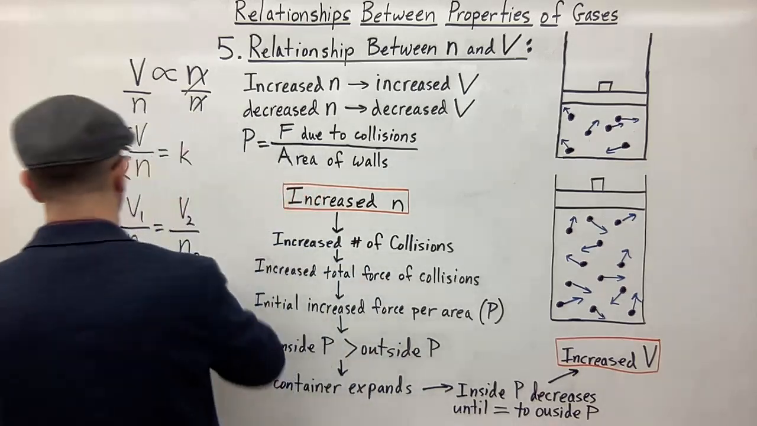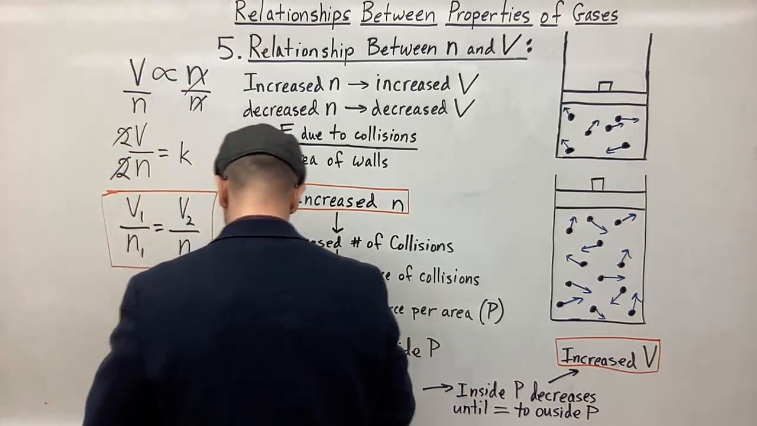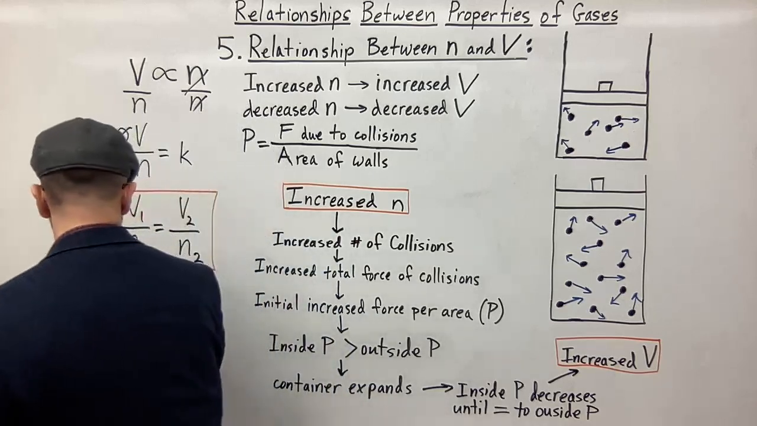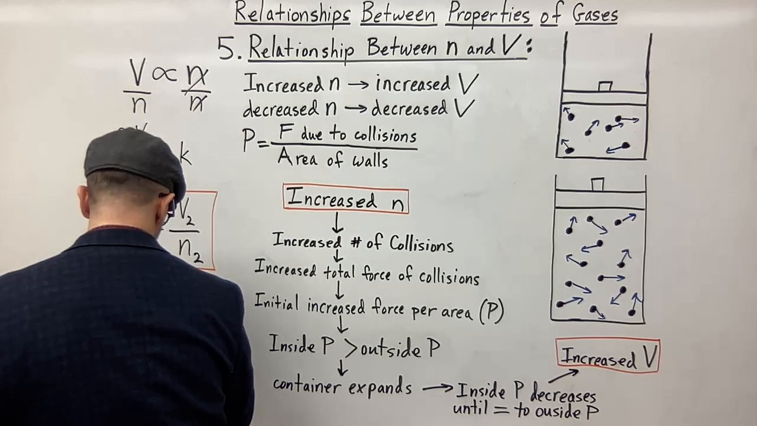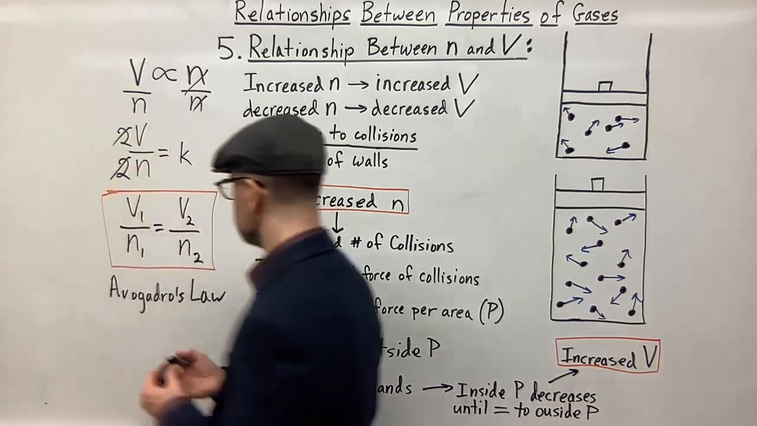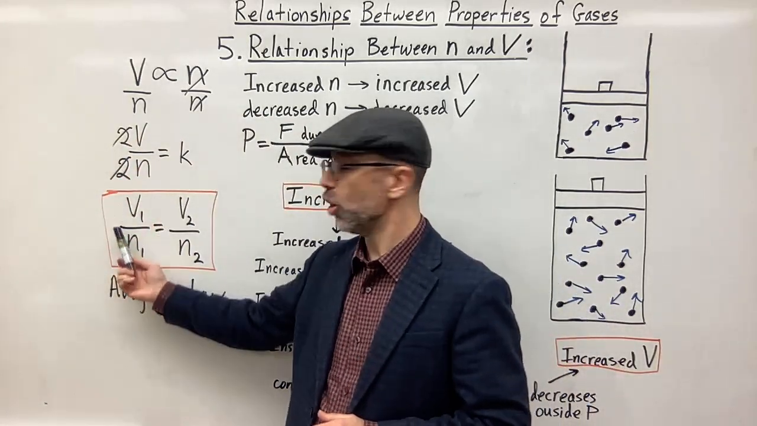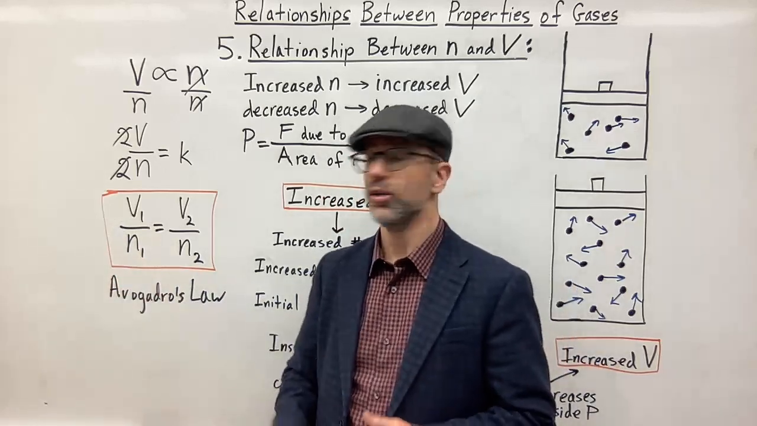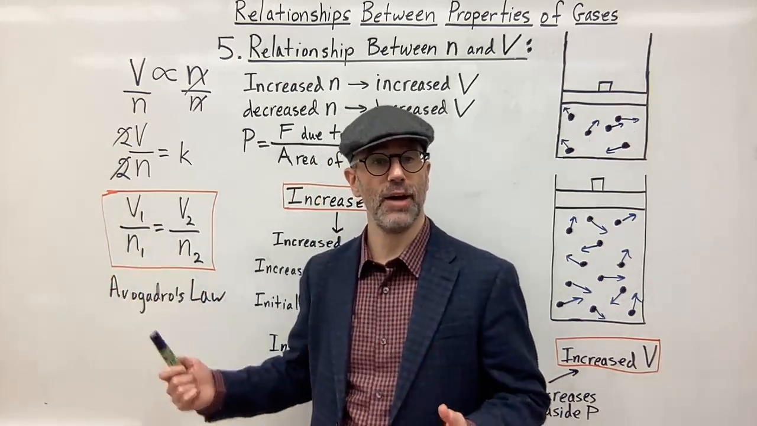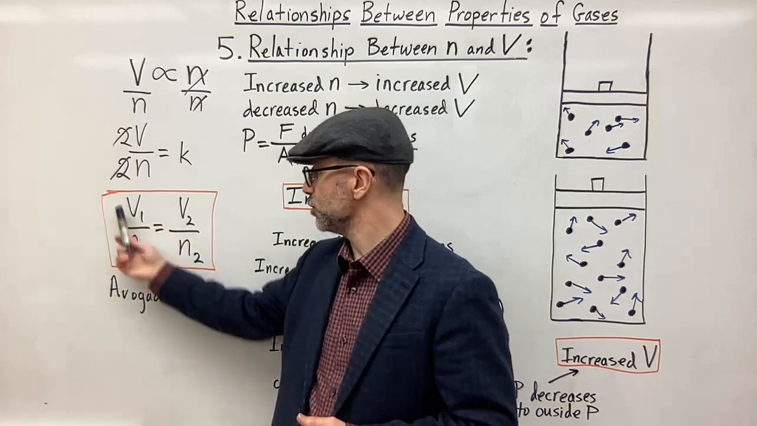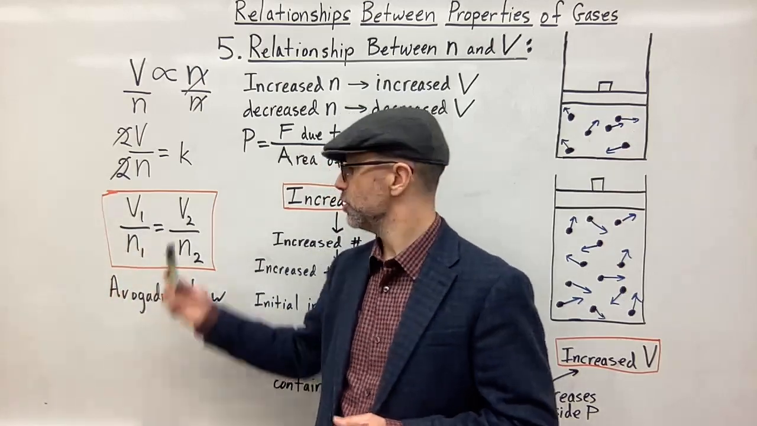And so this law is called Avogadro's law. So according to Avogadro's law, the change in volume is going to be directly proportional to the change in the amount of the gas that we have, such that whatever change I make in the volume has to be the same as the change made in the amount of the gas. So these two sides are equal.